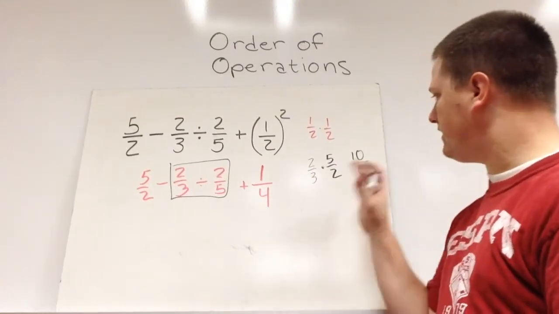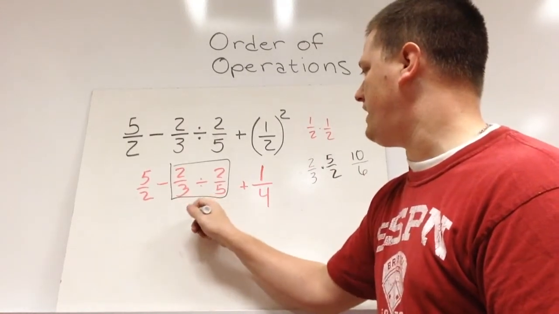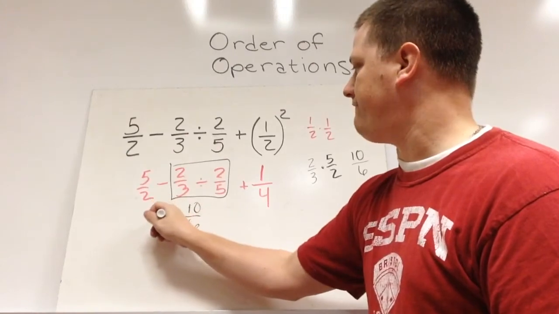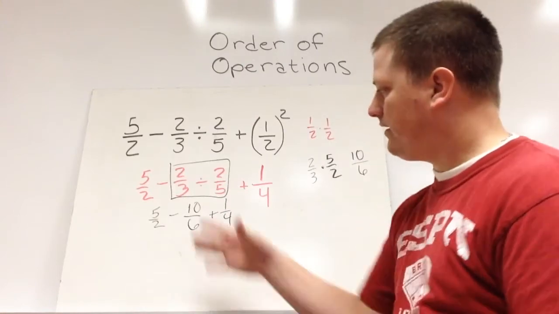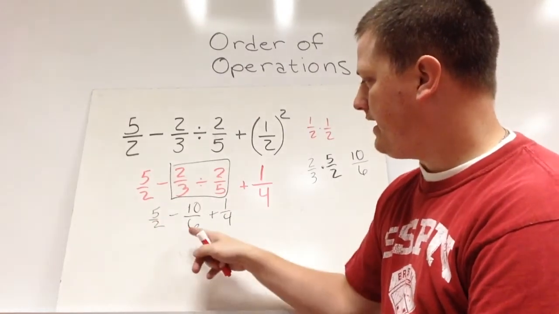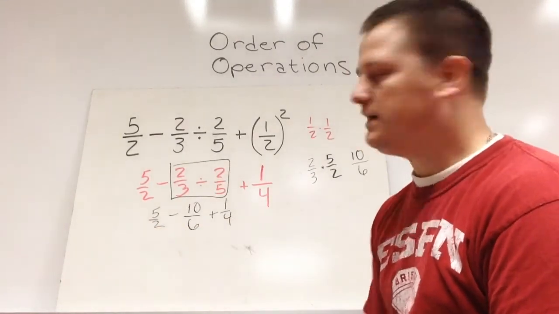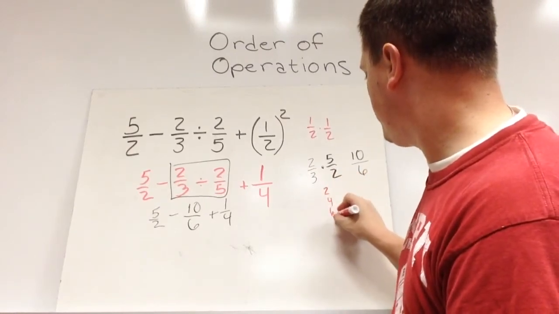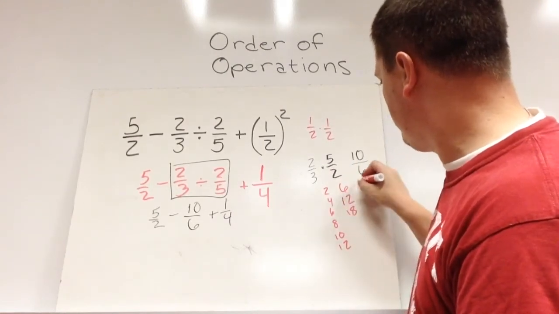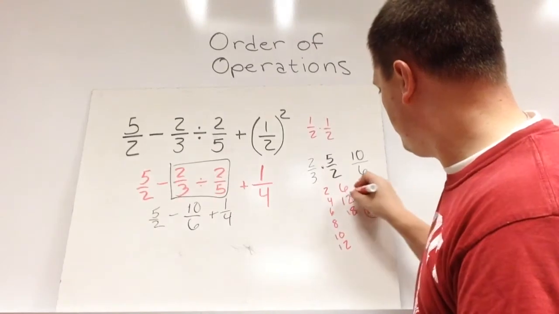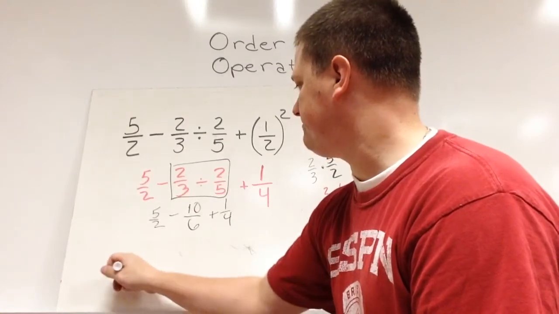Might just be a little bit easier to leave it this way because we're going to have to get common denominators. So we're going to go 10 over 6. We got 5 over 2, and we've got plus 1/4 here. At this point we need common denominators for 2 and 6. The easiest thing may be just to get common denominators of 2, 6, and 4. So 2, 4, 6, 8, 10, 12, 6, 12, 18, 4, 8, 12. Looks like all of them work with 12. So we're going to get a common denominator of 12.